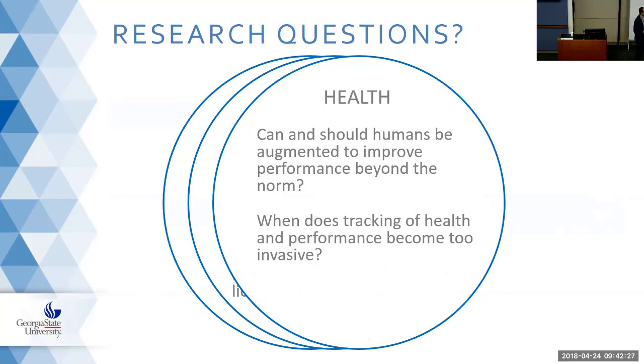Can and should humans be augmented to improve performance beyond the norm? There's an example at Georgia Tech's Institution and the trade school up the road from me, where they've developed a robotic arm for a drummer. They gave him two drumming sticks on that hand, so he can now drum with three drumsticks, and can drum at a frequency, a hertz frequency, faster than any human. So now he can perform and do things that no other human can do because of that technology augmentation.